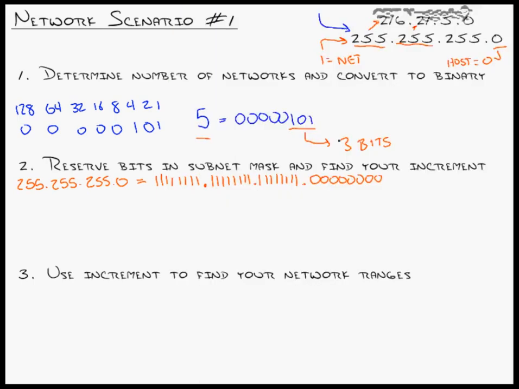So the second step says to reserve the bits in the subnet mask. We know that we cannot get the number 5 with less than 3 bits. So that's what they mean by that: reserve bits in the subnet mask. It takes, in this case, 3 bits to get to the number 5. 5 is the total number of subnets required.